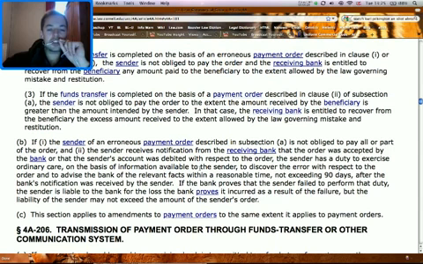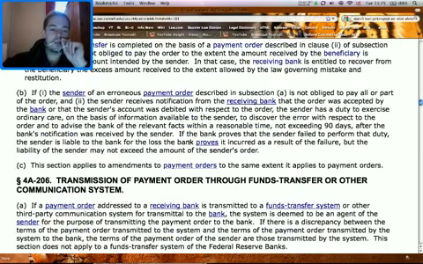3. If the funds transfer is completed on the basis of a payment order described in clause 2 of subsection A, the sender is not obliged to pay the order to the extent the amount received by the beneficiary is greater than the amount intended by the sender. In that case, the receiving bank is entitled to recover from the beneficiary the excess amount received to the extent allowable by the law governing mistake and restitution.